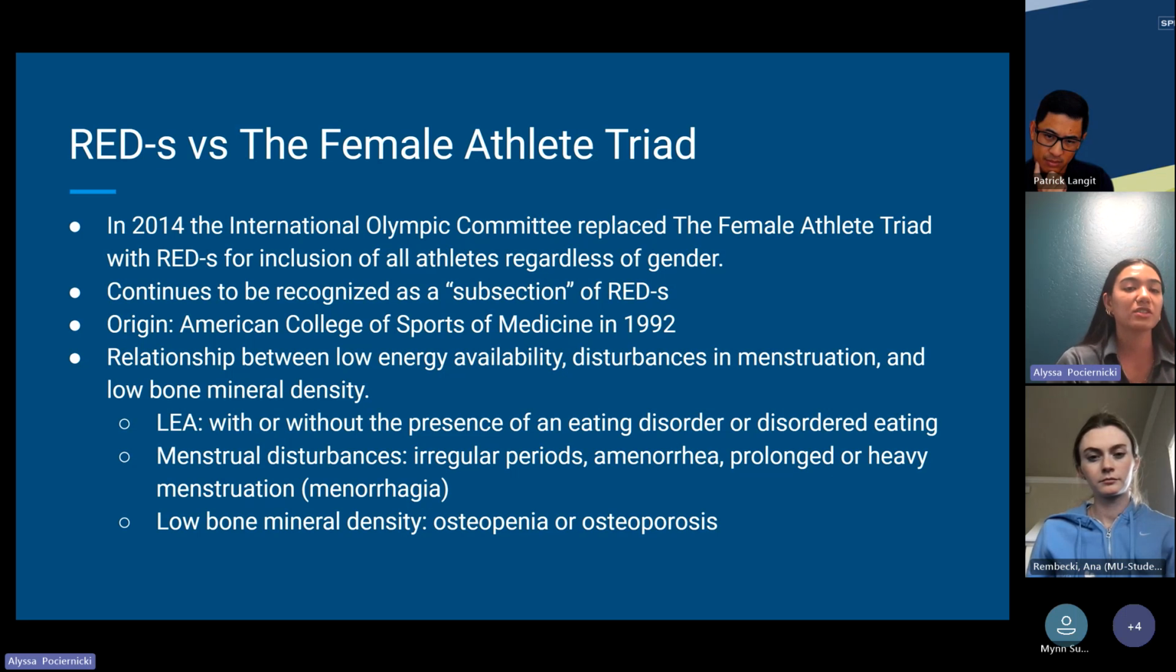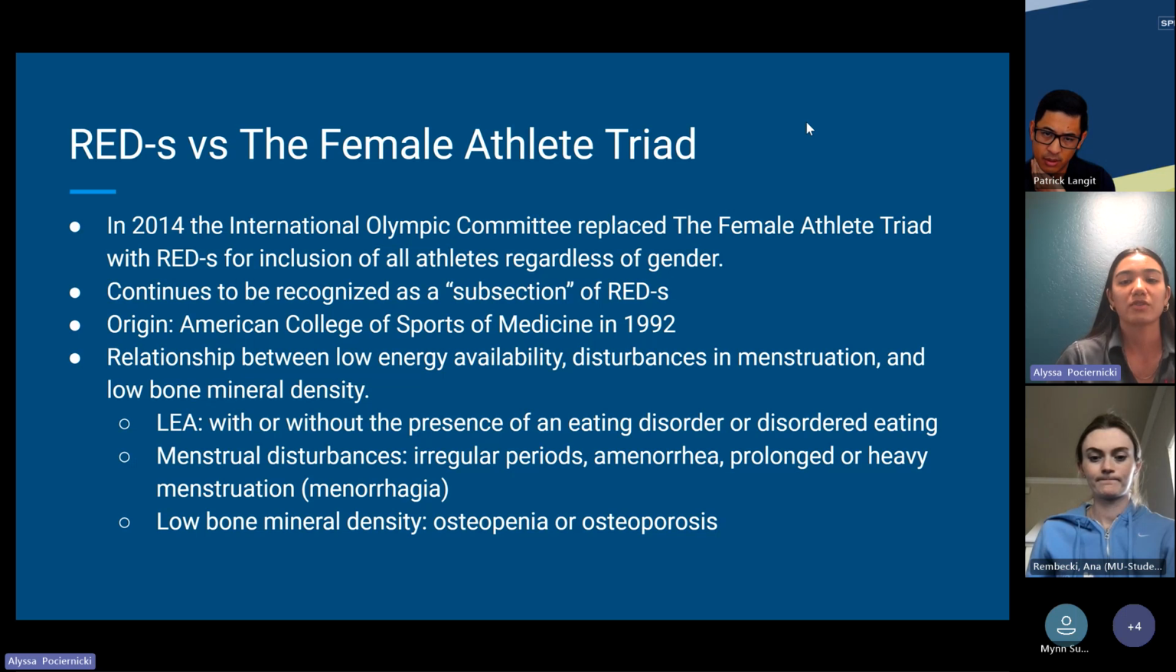So there is relative energy deficiency, and then there's also the female athlete triad. Back in 2014, the International Olympic Committee replaced the female athlete triad with relative energy deficiency in sports for the inclusion of all athletes, regardless of gender. The female athlete triad was coined by the American College of Sports Medicine back in 1992. It took into consideration mostly only female athletes, and it looked at the relationship between low energy availability, disturbances in menstruation, and low bone mineral density. All those three things together really impacted female athlete performance.